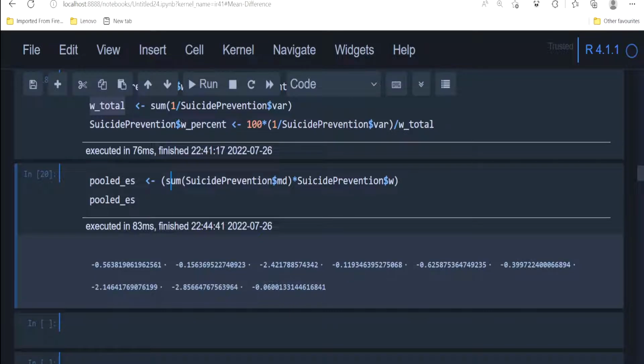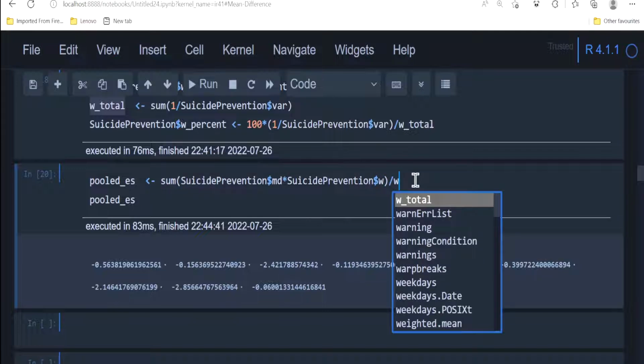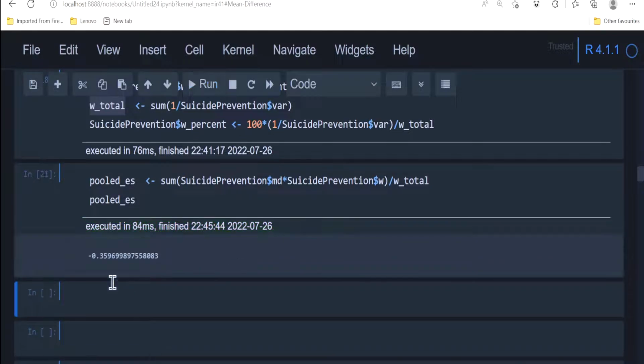So the pooled effect size should be sum suicide prevention mean difference times, I should not have this bracket, so that would be the summation, and then I don't need this one again. If you miss one bracket, then you have a problem. That's why in the weight total, now I should be able to get one effect size measure. So that's my effect size measure, but let me round it.